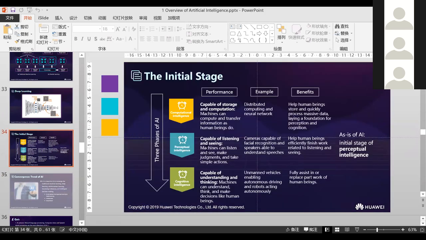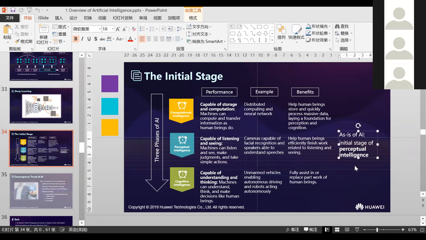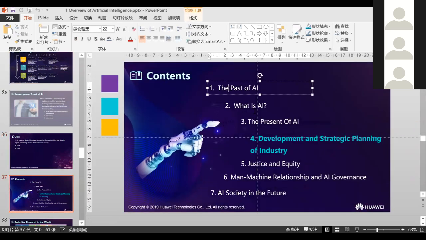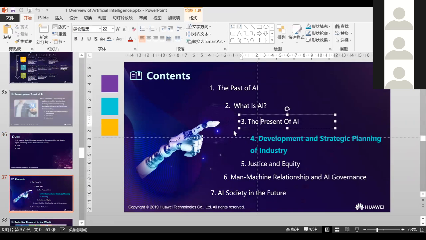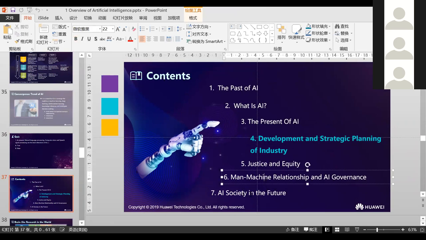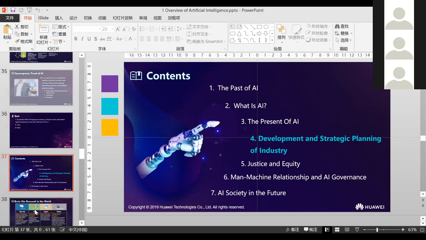The key point of this slide is that we are still in the initial stage of AI, the initial stage of perceptual intelligence. That is the key point of the third section. The fourth, fifth, sixth, and seventh sections are not the key points in this chapter, and they are also not key points for the certification exam or the HCIA exam. So we will go through them very quickly.